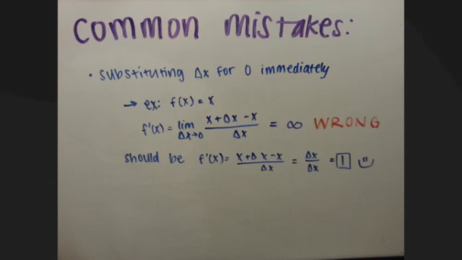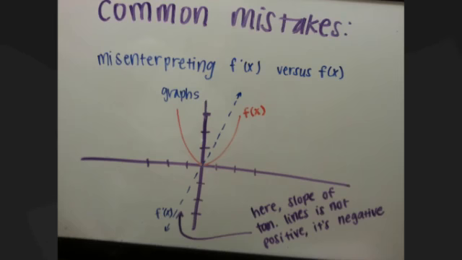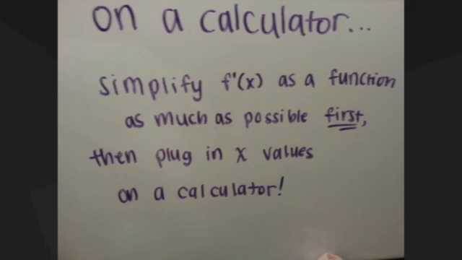Some common mistakes include substituting 0 in for delta x prematurely. This leads us to get, as you can see here, an answer of infinity, negative infinity, or no solution, which is not generally the right answer. Another common mistake is misinterpreting the graph of the derivative and the original function. If the derivative is spitting out negative y values, that means that the derivative at that x value is negative. Even though the slope of the derivative on the graph may appear to be positive, if it's spitting out negative y values, that means that it is negative.